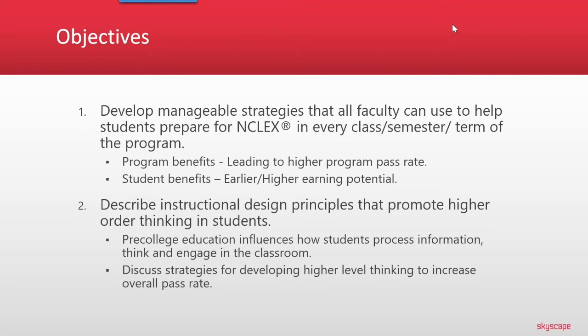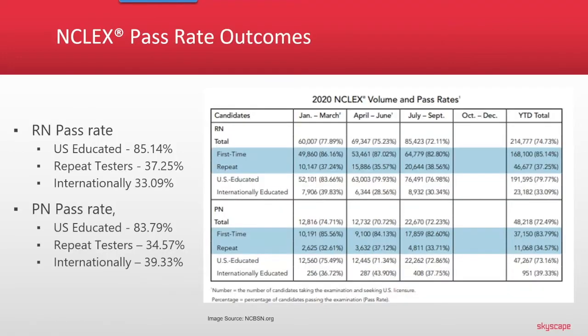So first, as we look at our overall objectives for this hour, what we're going to be focusing on is looking at some preparation for NCLEX. How do we prepare our students? What can we be doing differently to best prepare them? Looking at both the program benefits and also the student benefits that come from the focus on NCLEX and the success of that. We're also going to talk about some instructional design principles that promote higher order of thinking in students. So we can't talk about NCLEX without talking outcomes.